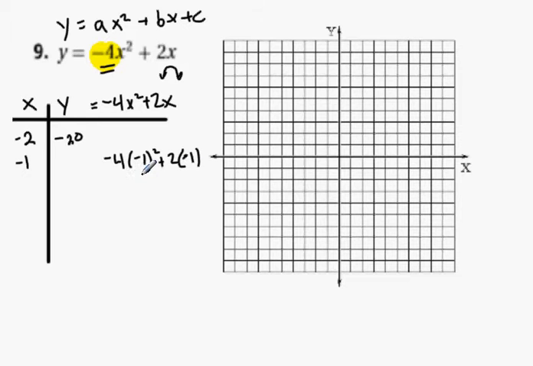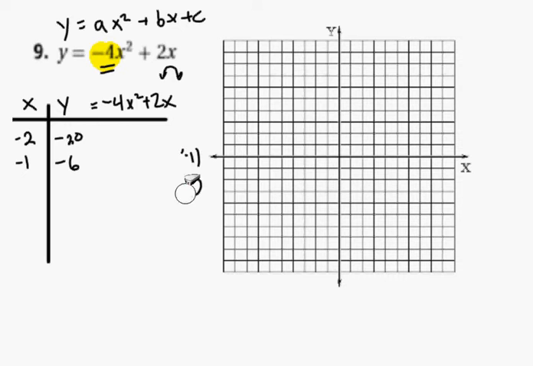Alright? Order of operations, exponents first. So negative 1 times negative 1 is 1. There's negative 4, plus 2 times negative 1. Performing multiplication before addition, 1 times negative 4 is negative 4. 1 times negative 2 is negative 2. And now combining these two, negative 4 and negative 2, gives me negative 6. So when x is negative 1, the value of y is negative 6. Okay?